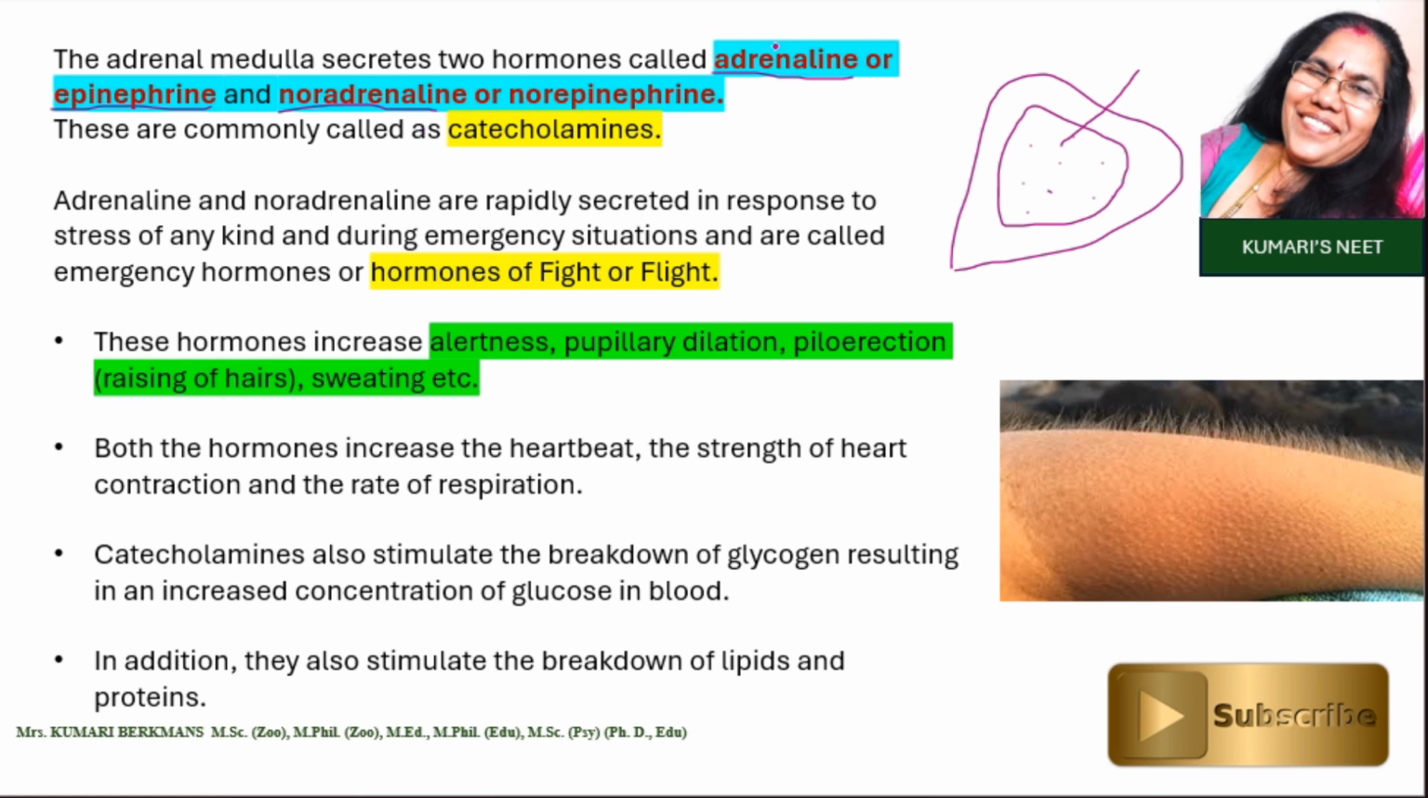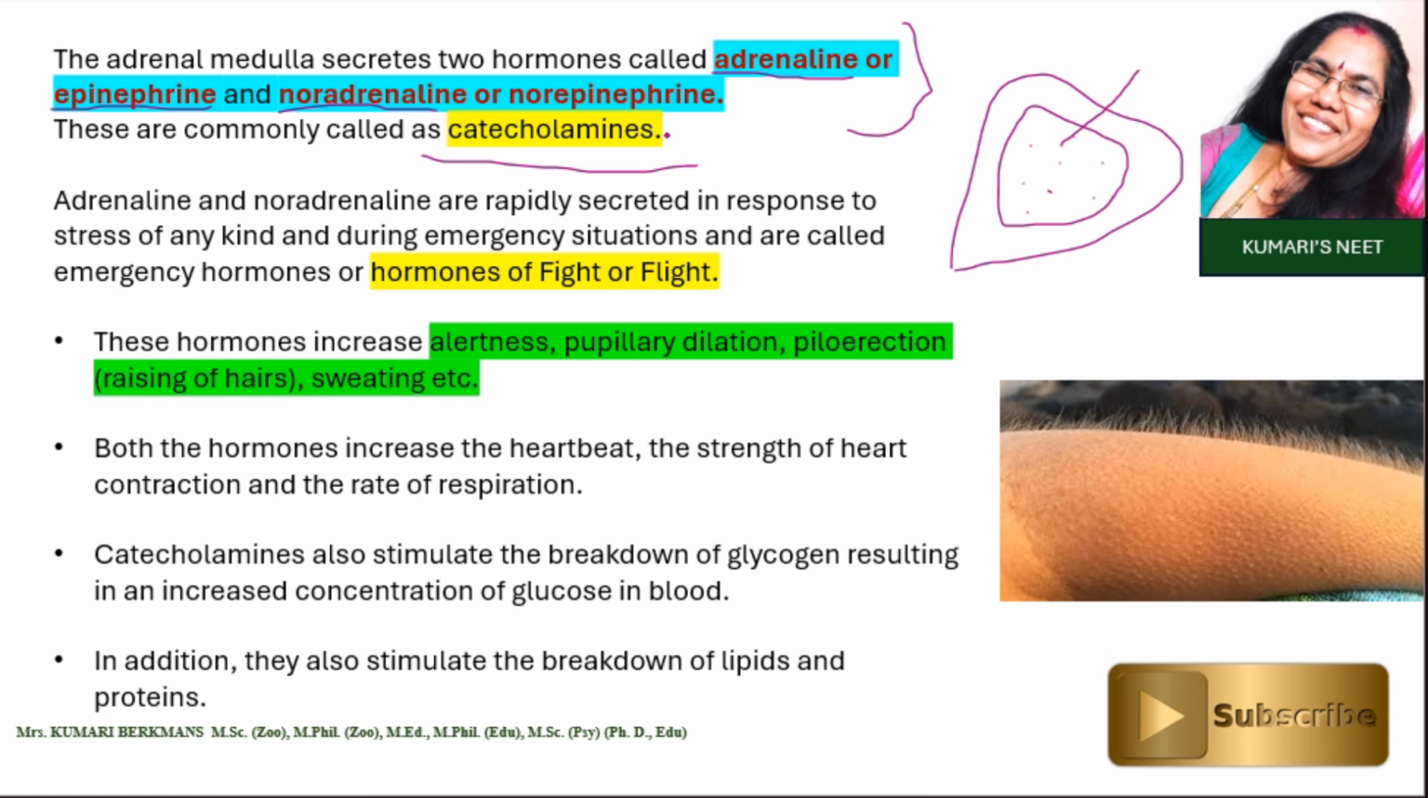These hormones are otherwise called epinephrine and norepinephrine. So you can easily keep in your mind adrenaline or noradrenaline, or epinephrine or norepinephrine. This you have to keep in mind. Which part of the adrenal gland secretes them? It is the medulla. Keep in mind, medulla. And these hormones are also called catecholamines. Adrenaline and noradrenaline are together called catecholamines.